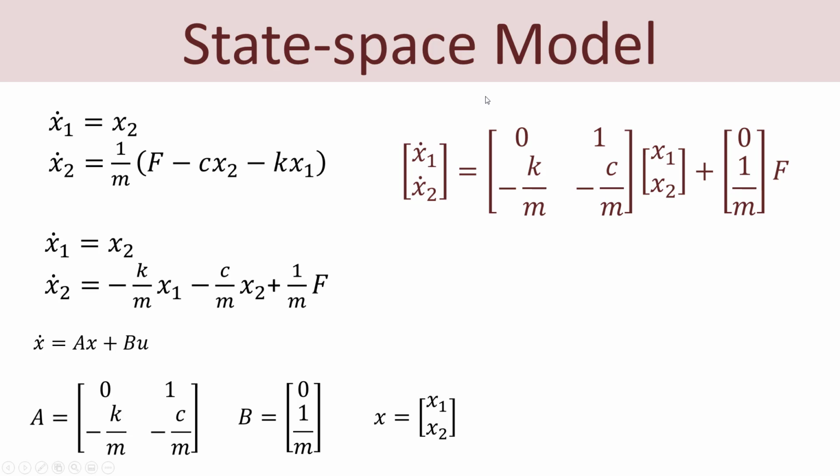So then we get the following state space model. The derivative of x1 and the derivative of x2 equals this A matrix, which is based on this equation. We have then 0, 1, minus k over m and minus c over m. And then we have the x vector, x1 and x2, plus the B matrix, which will then be 0 and 1 over m. And then u, in this case the control signal, if you may, or the force, in this case F. So now we have found the state space model of this mass spring damper system.